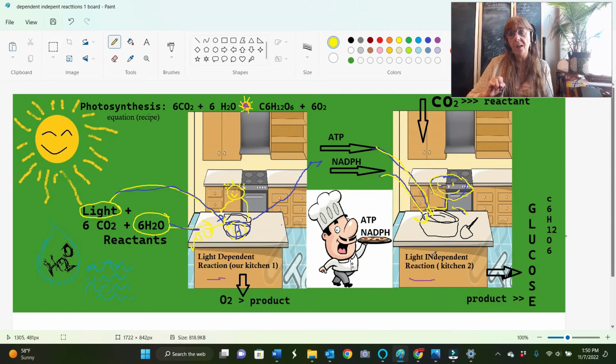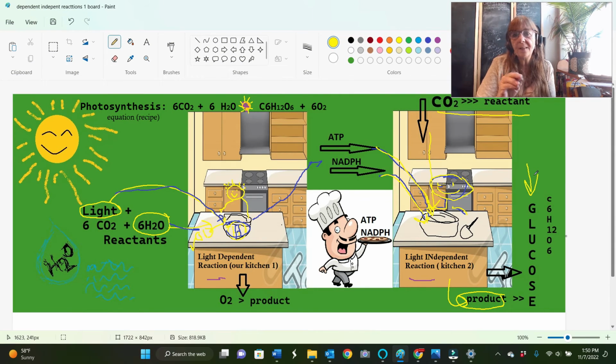What else do we put in the bowl? The other reactant right here. Got to go in the bowl. Mix it all up. And what do we come out with? A product. C6H12O6, glucose once again.